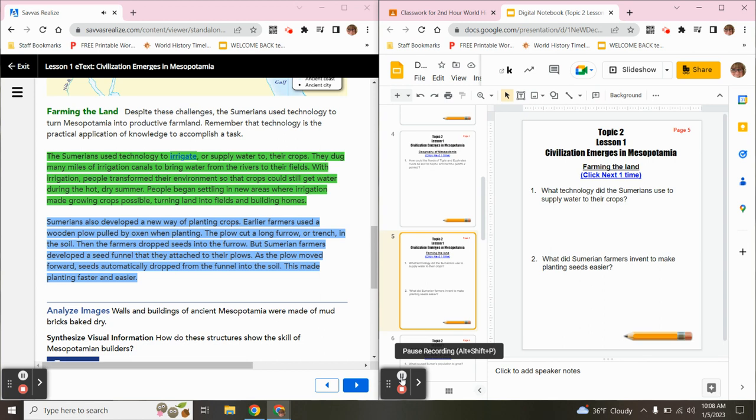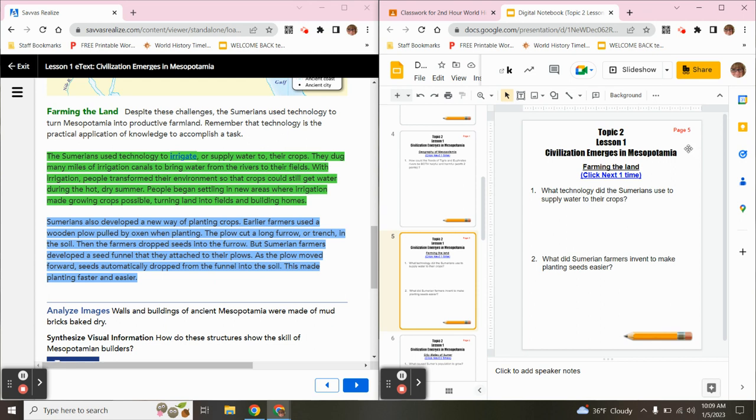Sumerians also developed a new way of planting crops. Earlier farmers used a wooden plow pulled by oxen when planting. The plow cut a long furrow, or trench, in the soil. Then the farmers dropped seeds into the furrow. But Sumerian farmers developed a seed funnel that they attached to their plows. As the plow moved forward, seeds automatically dropped from the funnel into the soil. This made planting faster and easier.